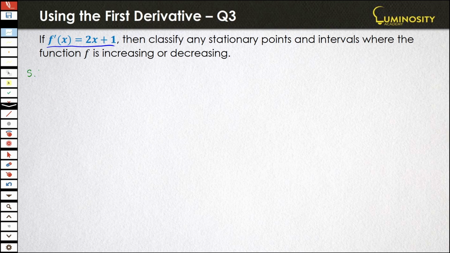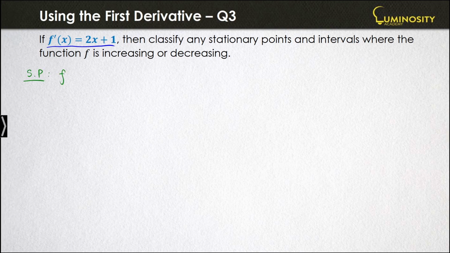For stationary points, it is simply when your first derivative, f prime, is set equal to 0. So this implies that 2x plus 1 must be equal to 0. Then solving for x, we have 2x equals negative 1, which implies x must be negative a half. So at x equals negative a half, you will have a stationary point. Now, because we don't know the original function, we can't necessarily find the y value. So this is as far as we can go right now.